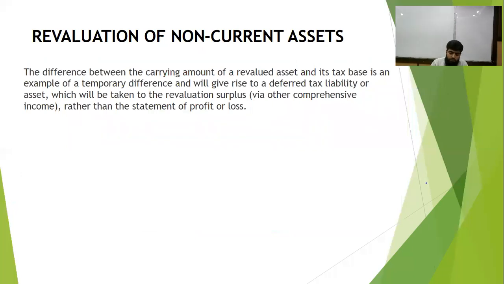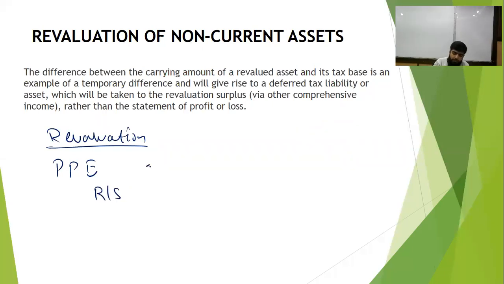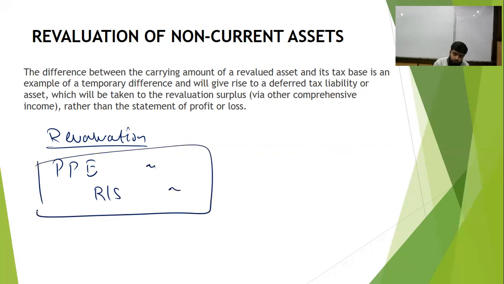Okay, now coming to the revaluation of a non-current asset. As we all know, in accounting we might adopt a revaluation model, and once we adopt it, we recognize the asset at the market value. We usually record an entry as property, plant and equipment debit and revaluation surplus credit. Although we consider this an unrealized gain, for accounting purposes we recognize this entry and we increase the value of the asset.